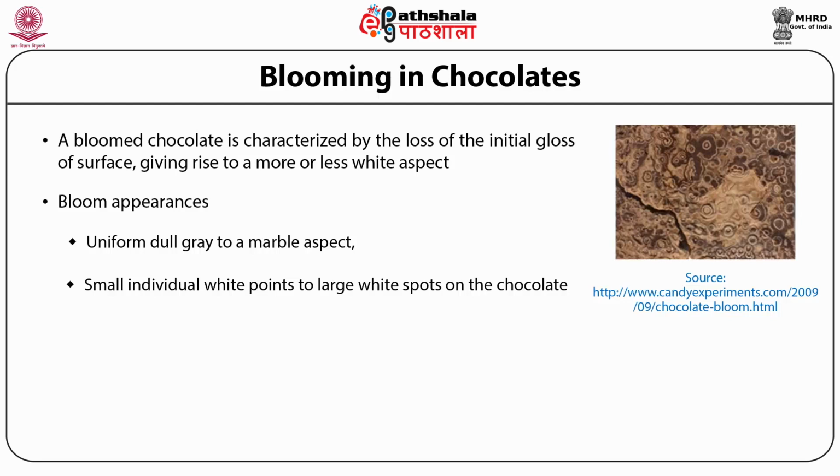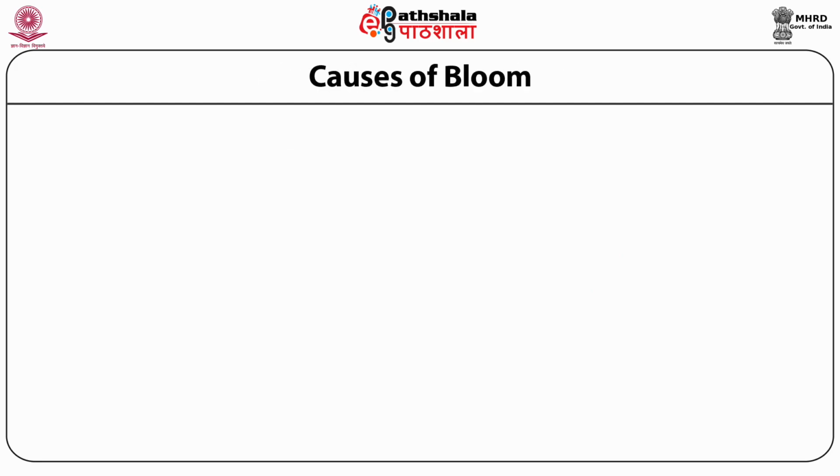It is an appearance defect, a visual defect, and it can be because of fat or because of sugar. Hence, we can bifurcate these blooms into two types. One is fat bloom and the second is sugar bloom. Now, why do these blooms appear? You should know the causes of this bloom, and it is a very common phenomenon in chocolates.